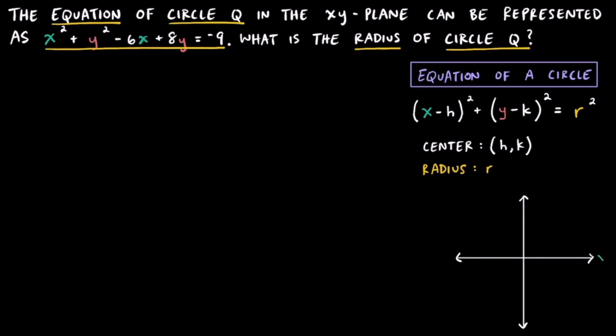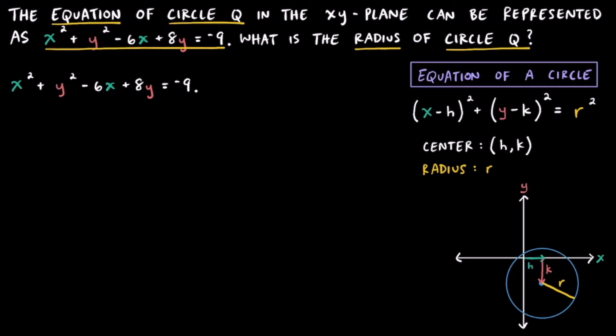Let's take a look at this visually on a coordinate plane now. Here's our x and y axis, and here's a circle with our point in the center. For this particular circle, the center is h units to the right and then k units down. And from the center to a point on the circle, that's going to be the radius. Now that we've reviewed the equation of a circle, let's try this problem now.